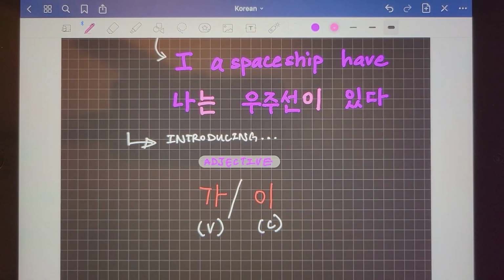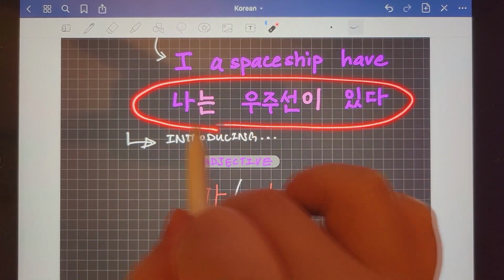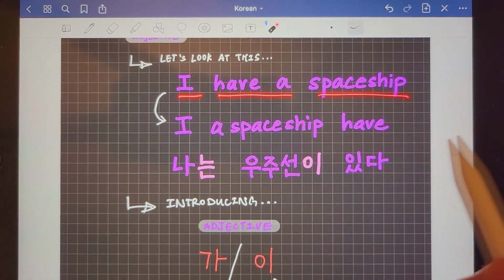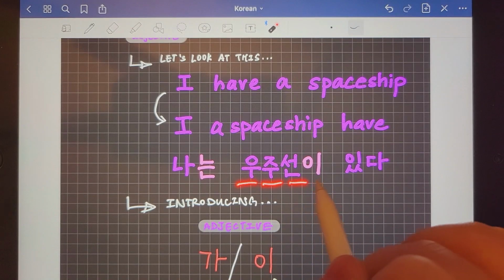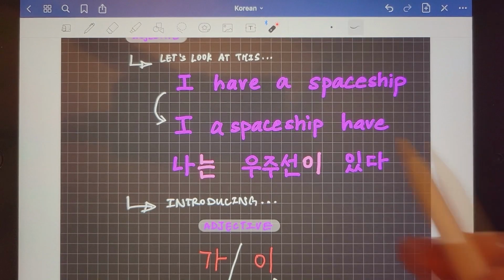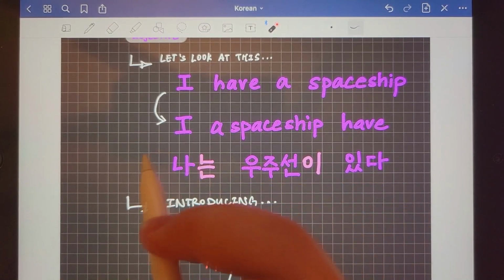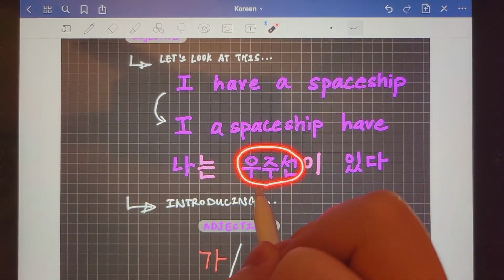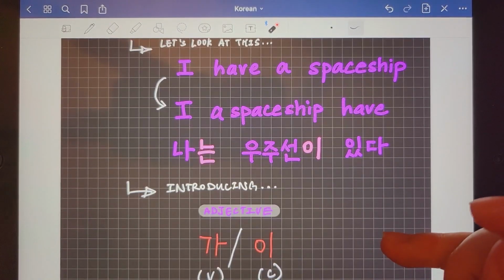우주선. Great. Now we have a full sentence translated. I have a spaceship. 나는 우주선이 있다. 나는 우주선이 있다. 나는, and then the tail, 우주선, and then the tail, and then 있다, which is the adjective.